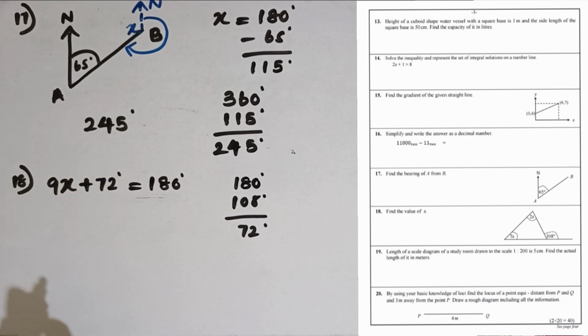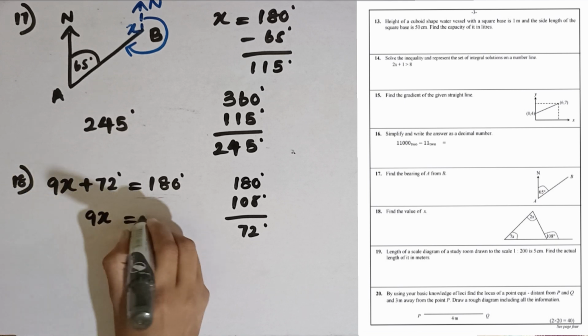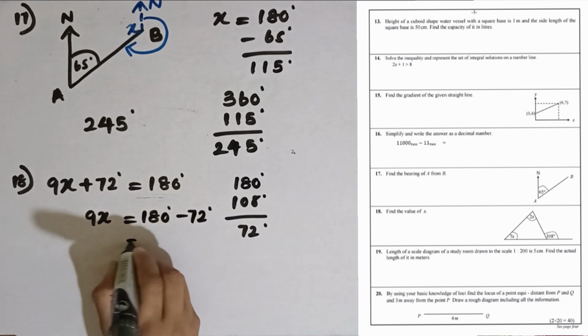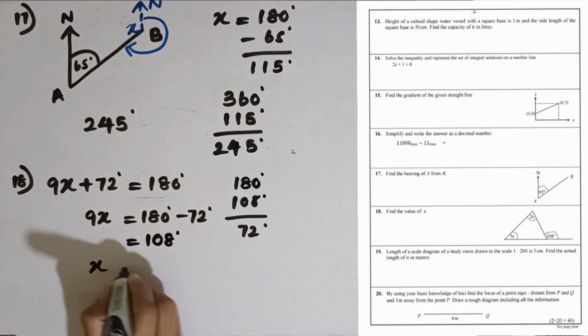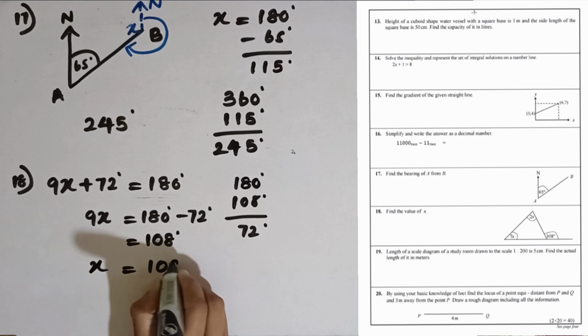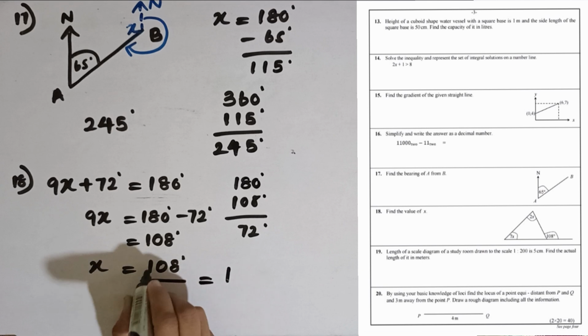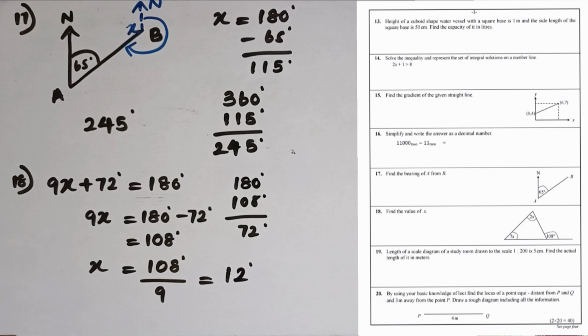So how to find x now? 9x equals 180 minus 72. That is 108 degrees. Then x equals 108 degrees divided by 9. 9 times 1 is 9. For 18, 9 times 2. 12 degrees is the answer for x.